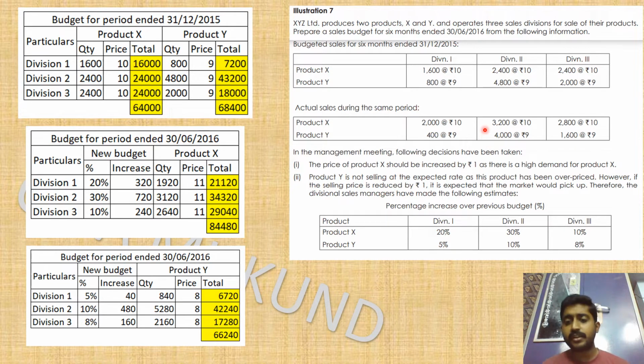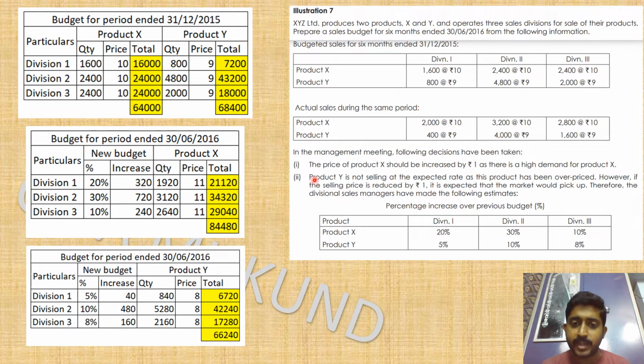We can make use of this opportunity, and we can price it a little bit more and get a little bit of profitability. We cannot go too much on pricing, but we can make use of the opportunity. Since the actual is more than the budget, we can increase our prices a little. So that is the suggestion, and an increase of 1 rupee is suggested by the management.